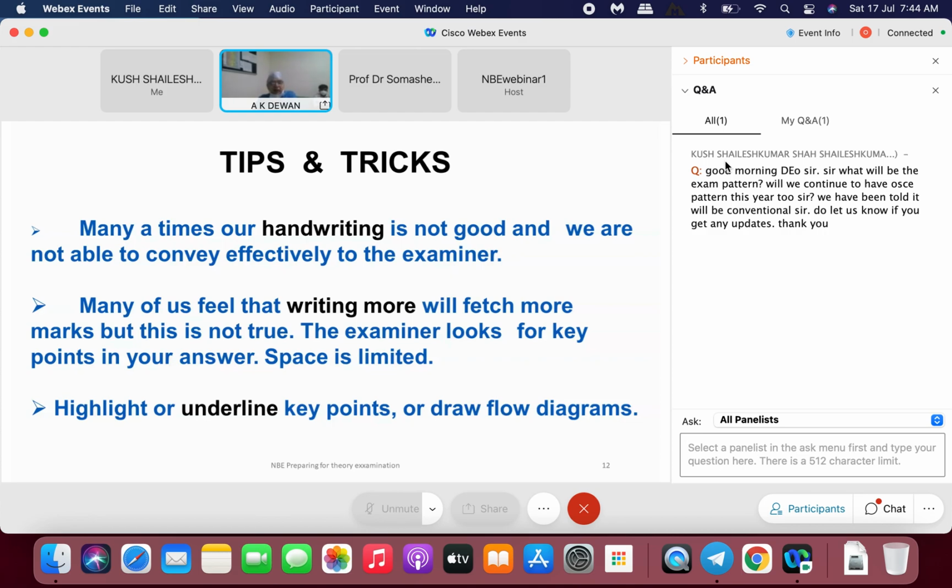Many times our handwriting is not good and we are not able to convey effectively to the examiner. I know you can't change your handwriting at this time, but try to make legible writing. And many of us feel that writing more will fetch more marks, but this is not true. The examiner actually looks for key points in your answer, and space is limited in OSCE. So be very, very careful. Highlight or underline points. You may draw flow diagrams.